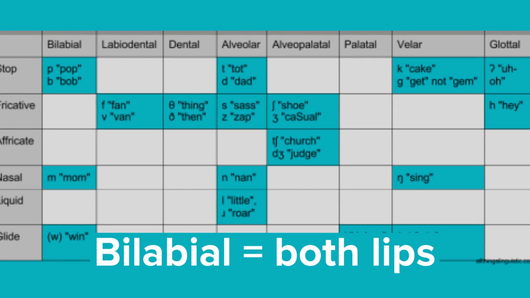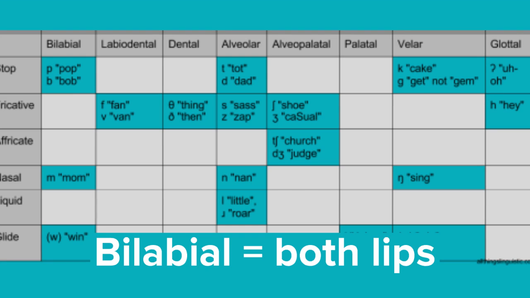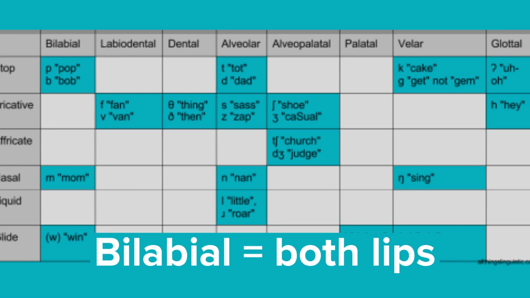So the first sound that we'll deal with is a bilabial. That means both lips are working together to make this sound. You have both voiced and voiceless sounds, such as p and b, like pop and bob. These need to contrast. In addition to the bilabial stops, we also have a nasal where both lips come together and we go mm, and a glide where both lips are together and we pull them apart. Wah, wah, like win.